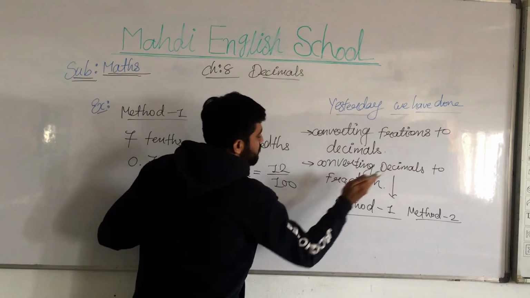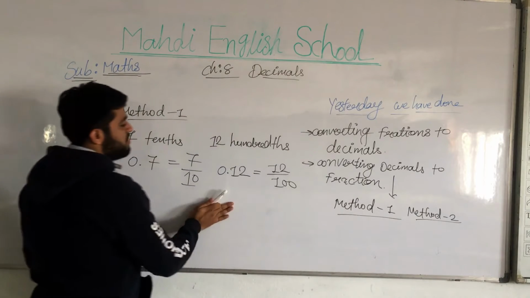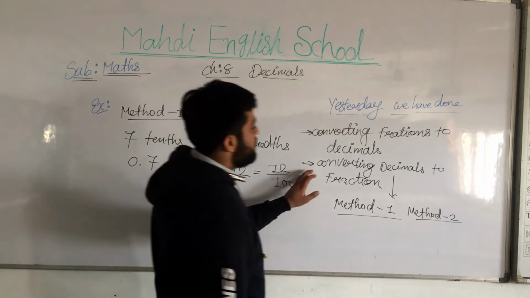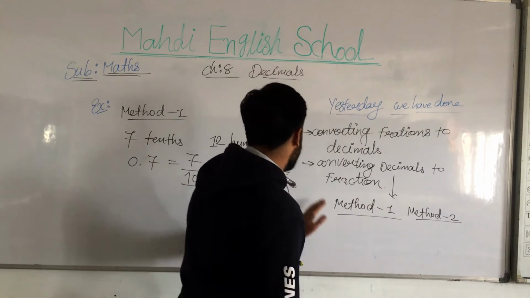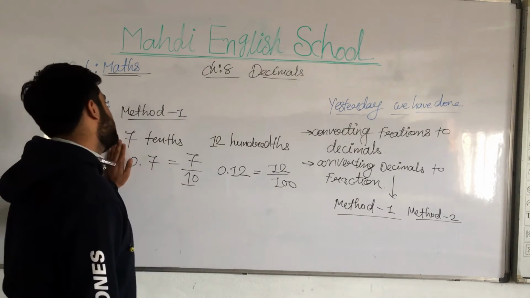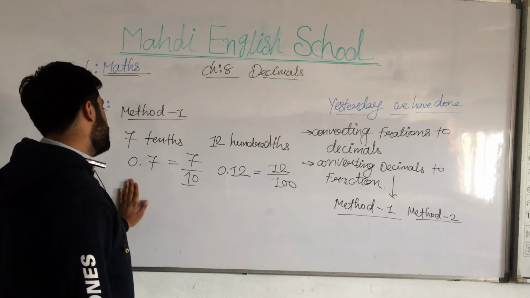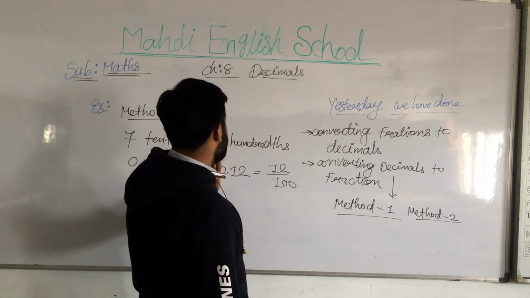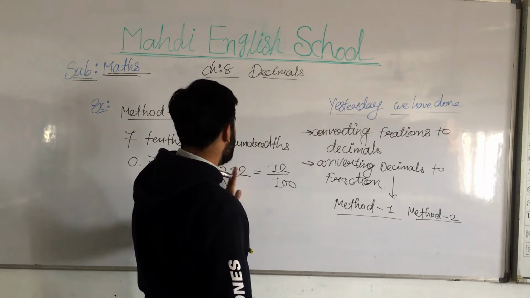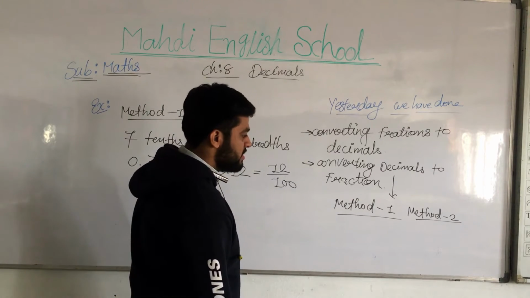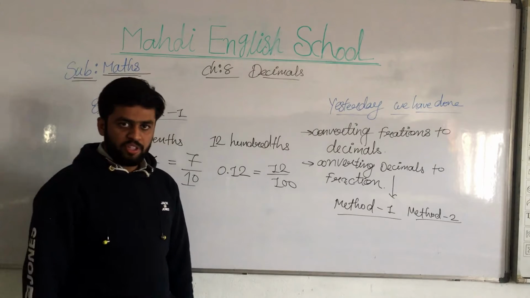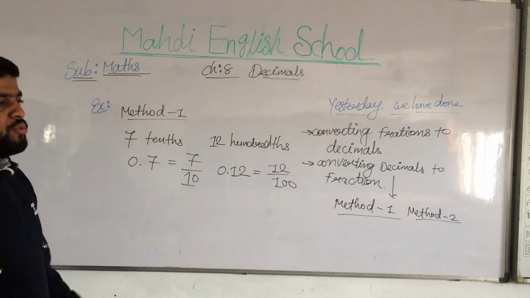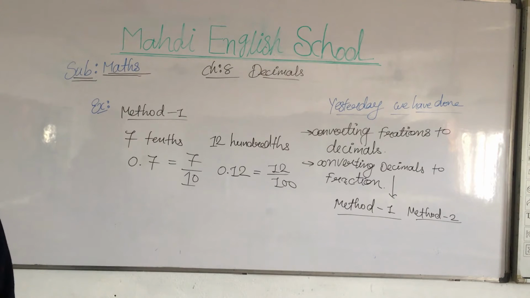All these are examples of converting a decimal to a fraction, and this is method number 1. Method number 1 is: 7 tenths is 0.7, so the decimal is equal to 7 upon 10. And 12 hundredths shows 0.12, which is 12 upon 100. Got my points, my dear students? Note down this topic in your book quickly.